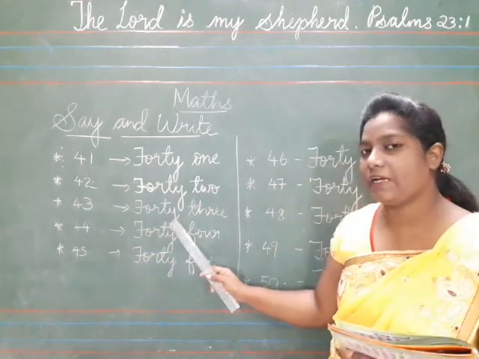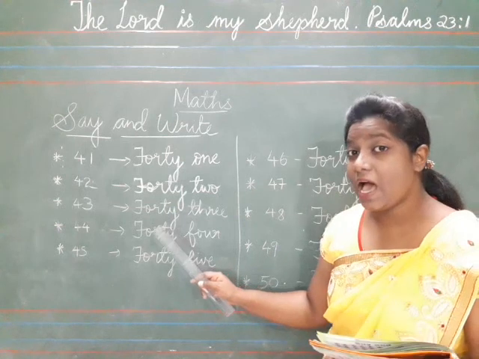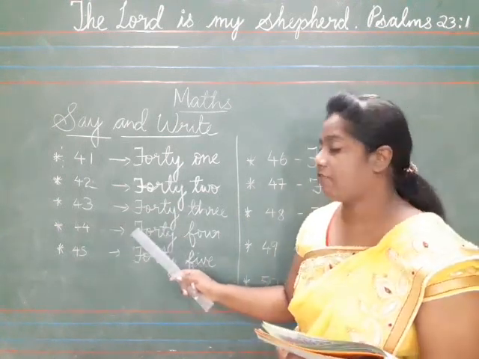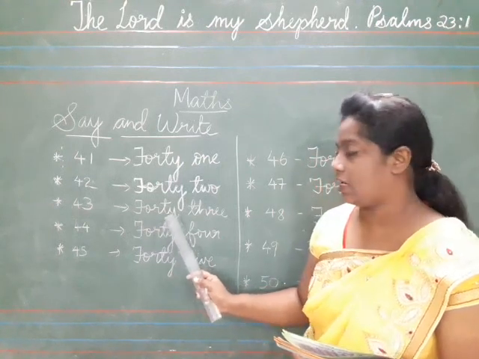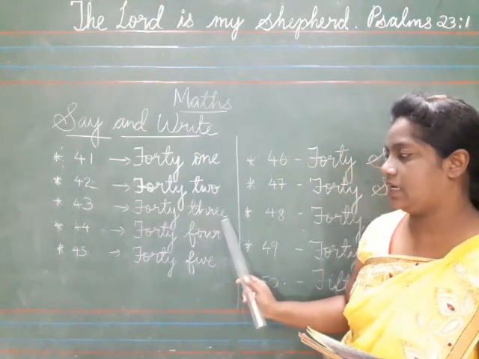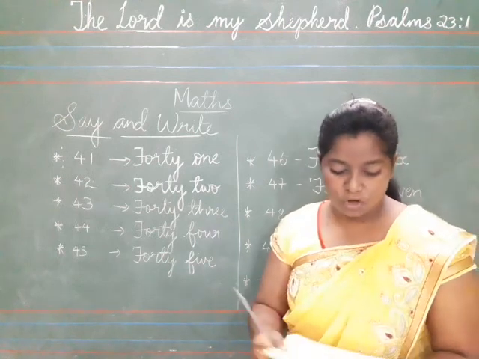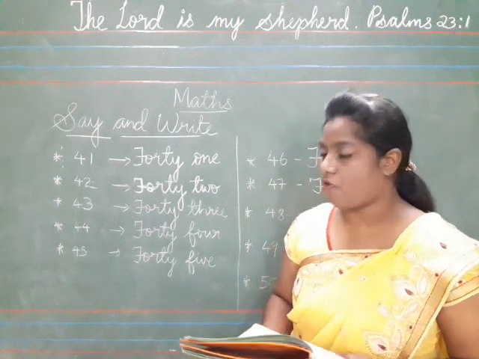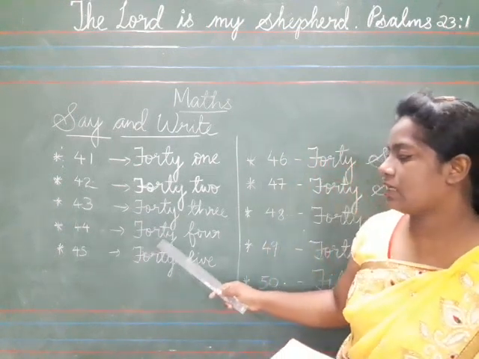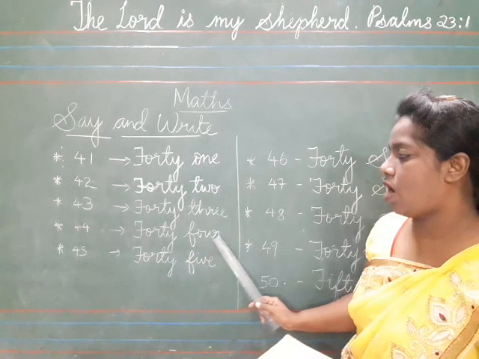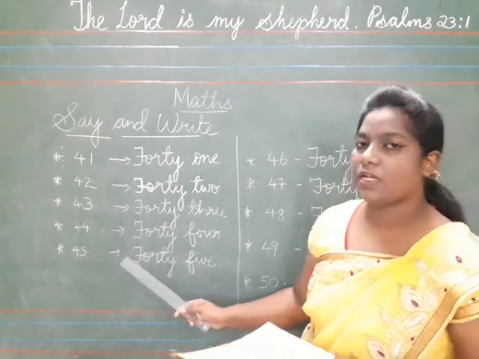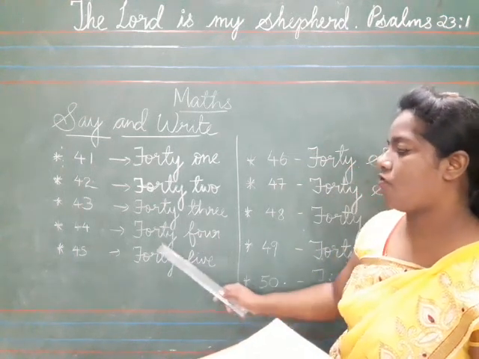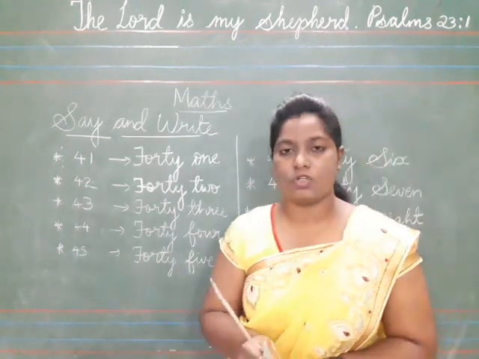How many of you completed 43? Yeah, I can see most of you nodding your heads. What is the spelling of 43? F-O-R-T-Y, 43, T-H-R-E-E, 43. Then how many dolls? 44. F-O-R-T-Y, F-O-U-R, 44. F-O-R-T-Y, 40, F-O-U-R, 4, 44. How many dolls? 44, you should write.